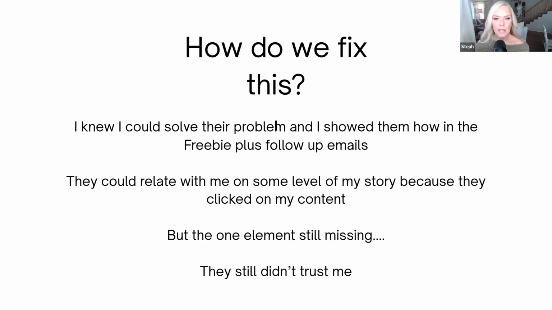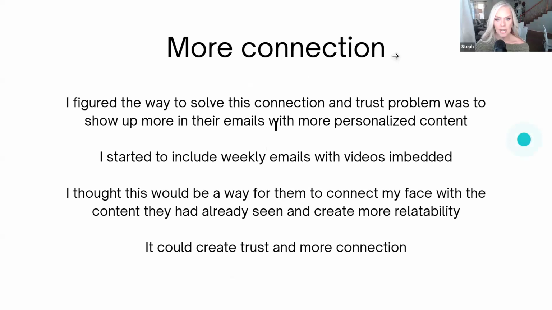So how was I going to fix this? I knew that I could solve their problem. I knew that I could do that with the course and the business opportunity that I had. And I showed them how I was going to solve this problem for them in that freebie, plus all of those follow-up emails. They could relate with me on some level of my story because they clicked on my content. So something resonated with them. But the one thing out of those three things of why people buy that was still missing is they didn't trust me. I hadn't created and earned that trust yet.